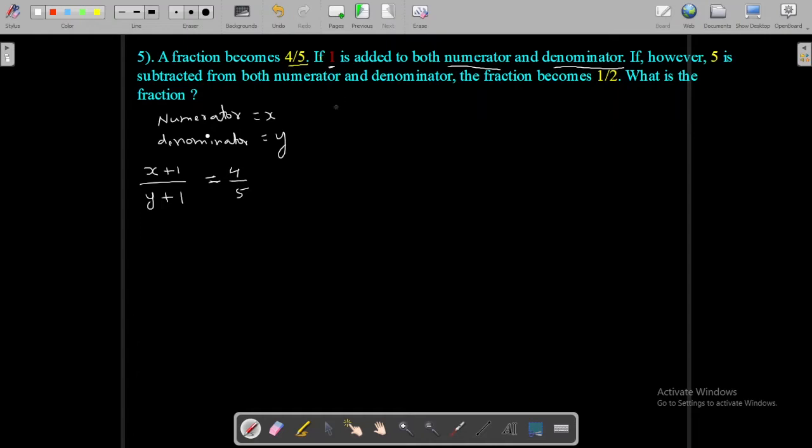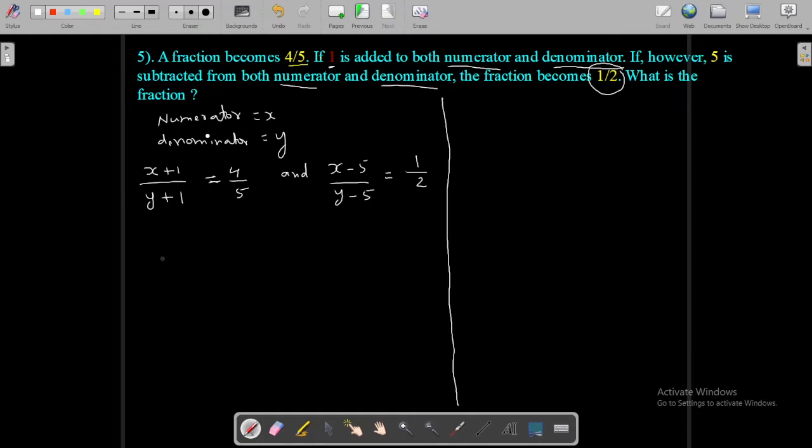So if 1 is added to the numerator as well as to the denominator, and if 5 is subtracted from the numerator and denominator, that is x minus 5 and y minus 5, it will become half, that is 1 by 2. So what you have to do here is solve these two equations.